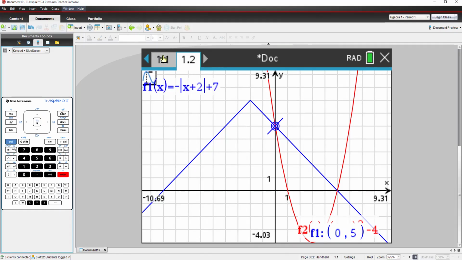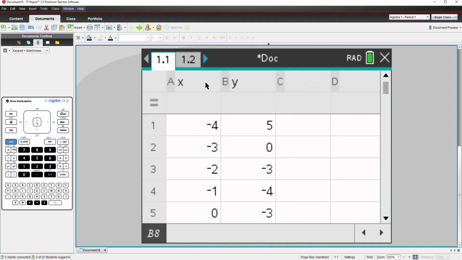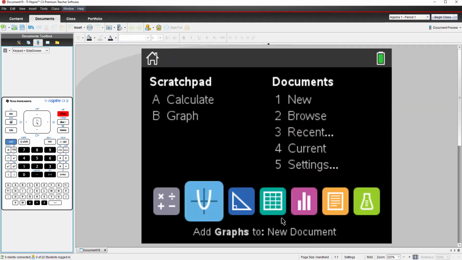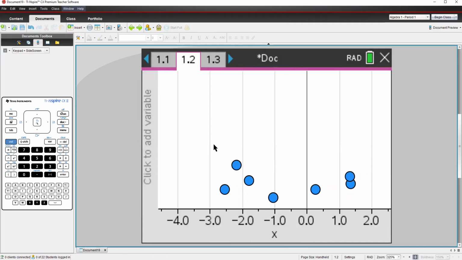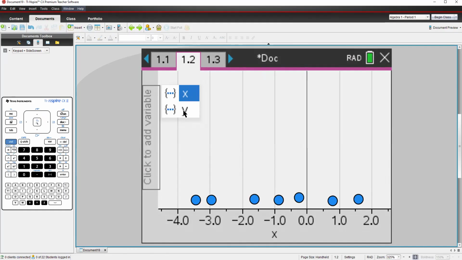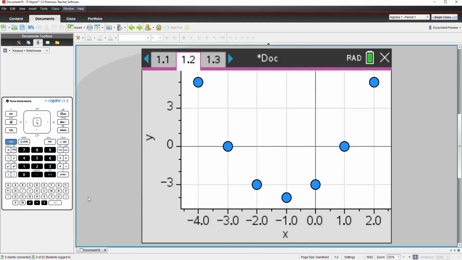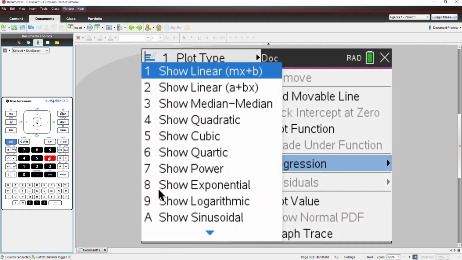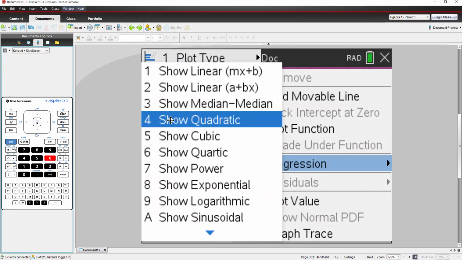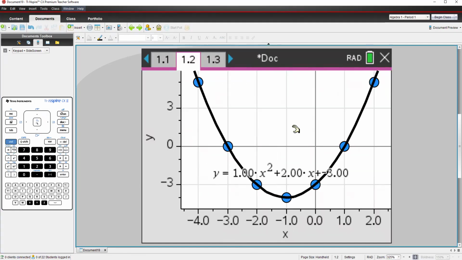Now, what I want to do, just for kicks and grins, is take this table and make it into a function. All right, so just like we did before, I'm not sure what kind of function it is, but once we do the scatter plot, maybe it looks like a quadratic. So I'm going to do menu 4, 6, and then quadratic, which is 4. Now, here is my equation. It's y equals 1x squared plus 2x minus 3.